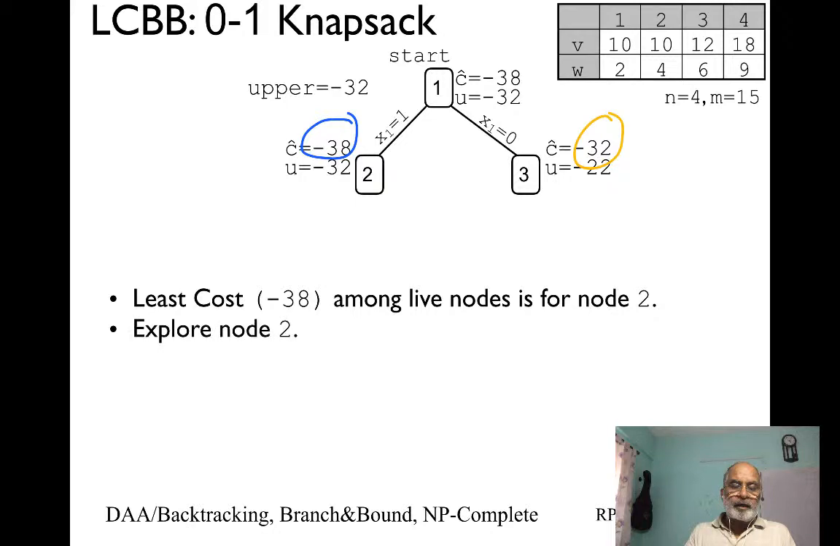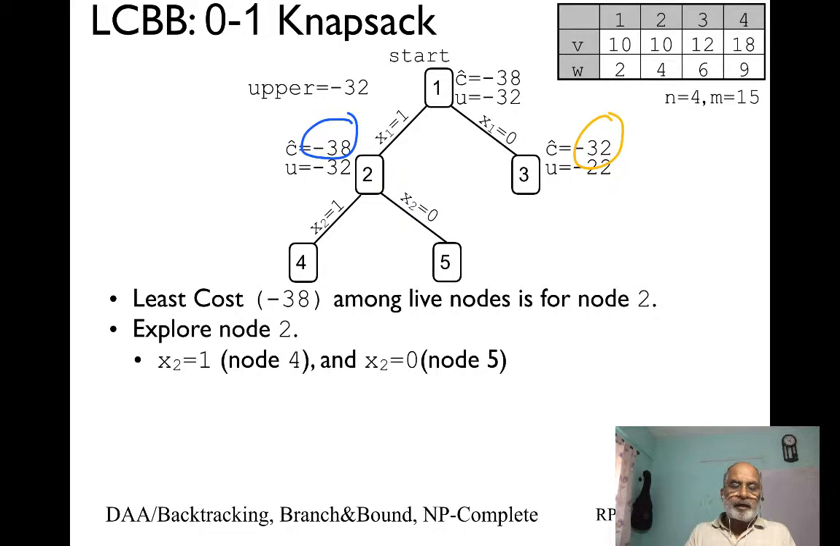X2 could be again 1 or 0. When I take x2 is equal to 1, I get node 4. X2 is equal to 0, I get node 5. And then I have to compute the values for node 4 and node 5. So look at node 4.